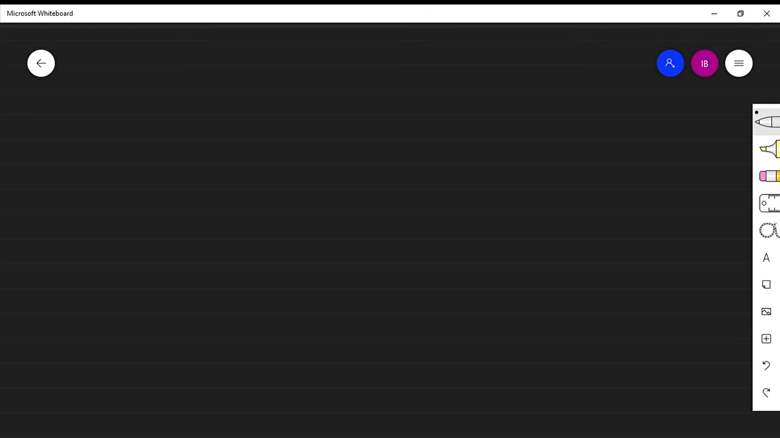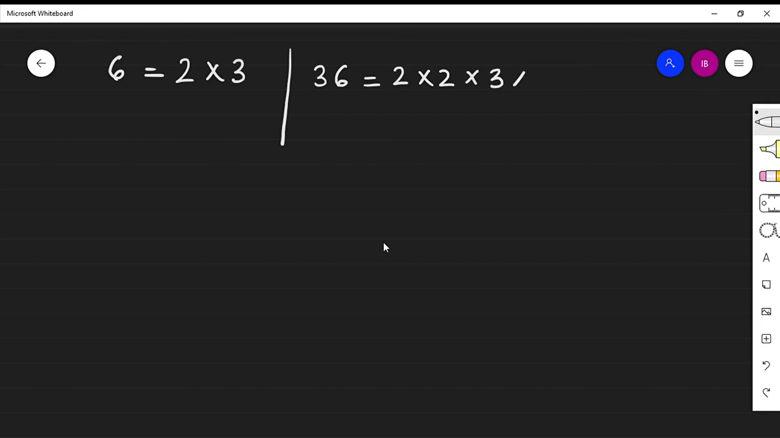If I write 6, 6 is clearly 2 into 3. If I write the prime factorization of 36, what is the square of 6? 36. It will be 2 into 2 into 3 into 3. Notice that 2 occurs here 2 times, but here occurs only once. Here the prime factor 3 is occurring twice, but here it is occurring only once.